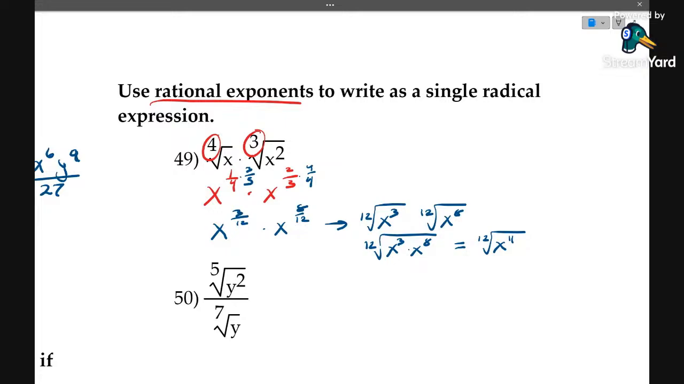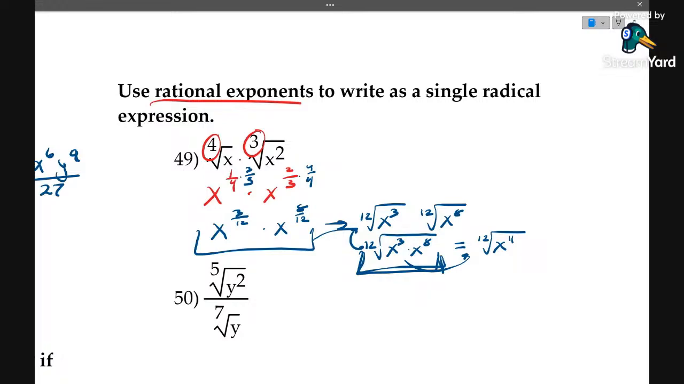We were able to add them together because the bases were the same. We could have done that in this step, but I wanted to show how we could go here to here and then here, because if the bases weren't the same, I could still get to this point. So if I had an x and a y, I could still write it as a single radical. I just wouldn't be able to then add the exponents together because I have different variables.